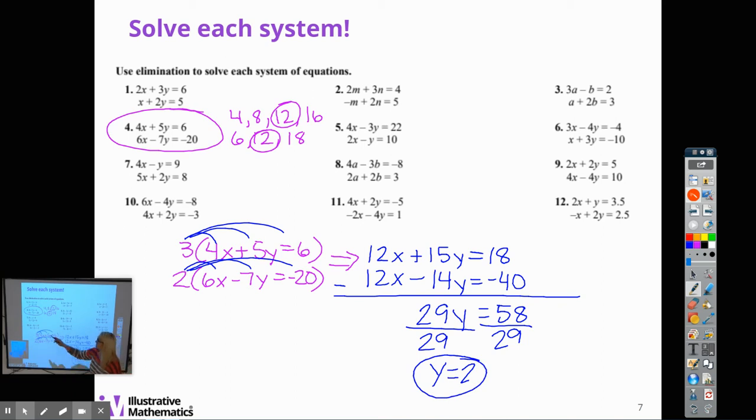From here, we know y is 2. So I can plug it into any of the original equations or the new equations that I've made. When I plug that into the new equation, I'll just go here. So this was step 1, and here's step 2. So let's do 4x plus 5y equals 6. I'm going to plug 2 in for y.